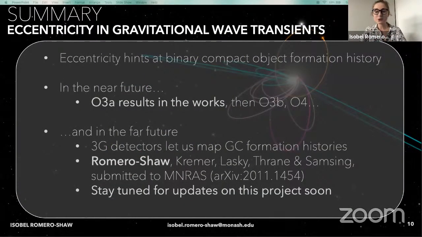So just to summarize my talk, eccentricity is important for telling us about binary compact object formation and merger environments. It can be useful to tell us about individual events as well as about populations. We may well have detected one eccentric event already, but we hope that our GWTC2 analysis will bring even more. And in the more distant future, third generation detectors may allow us to use eccentric binaries to map the formation and evolution of globular clusters in the universe. And I've actually recently submitted a paper to Monthly Notices demonstrating how that can be done. And we're just working on responding to the referee comments now. So thank you very much for listening.